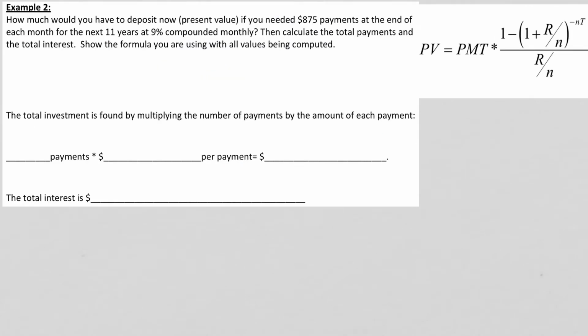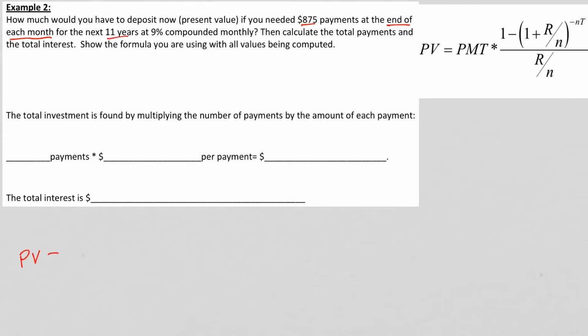Okay, so again, they're telling us that this is an ordinary annuity, but we would know that and be able to infer it because our payments are made at the end of each period. All right, so how much money would we need to deposit right now in order to take out $875 each month over the next 11 years?